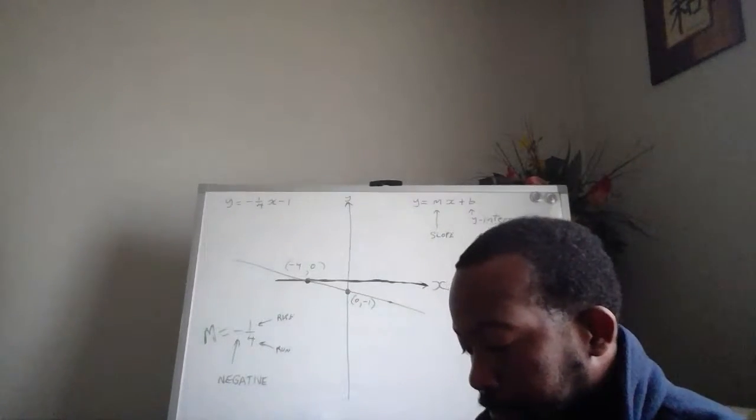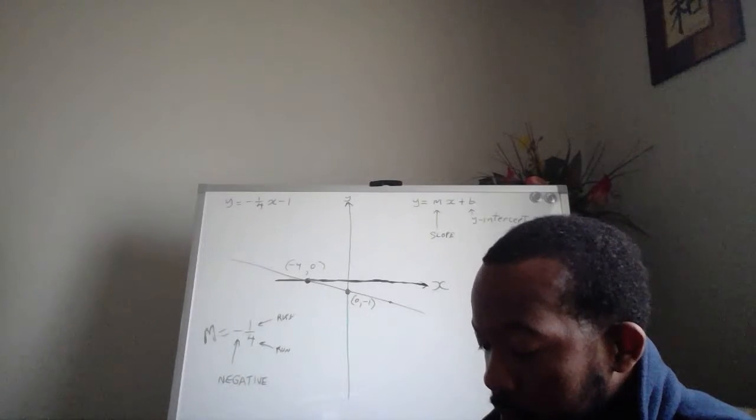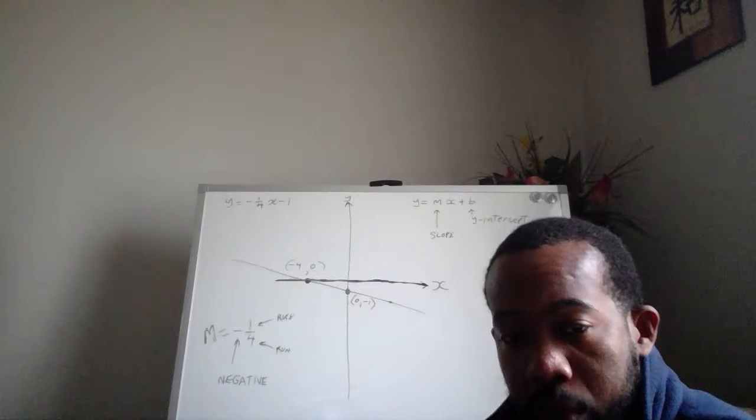But if you watch the videos on how to graph linear equations, you'll notice that you only need 2 points, and you always start with your y-intercept, and then you use your slope to find another point on the line.